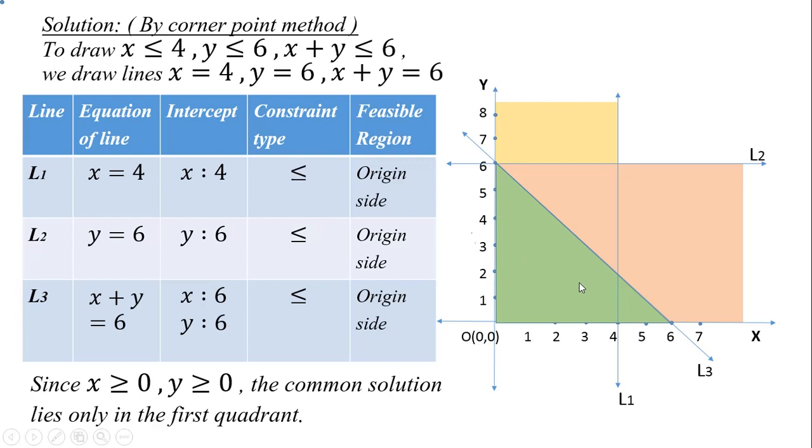So we have shown here the solution sets of these three inequations. X is less than or equal to 4, this line L1, this yellowish part. Then y is less than or equal to 6, this line L2, and below this line. And third, x plus y less than or equal to 6, this line L3, and the origin side of this line L3. Now we have to find the common region of all these three parts.